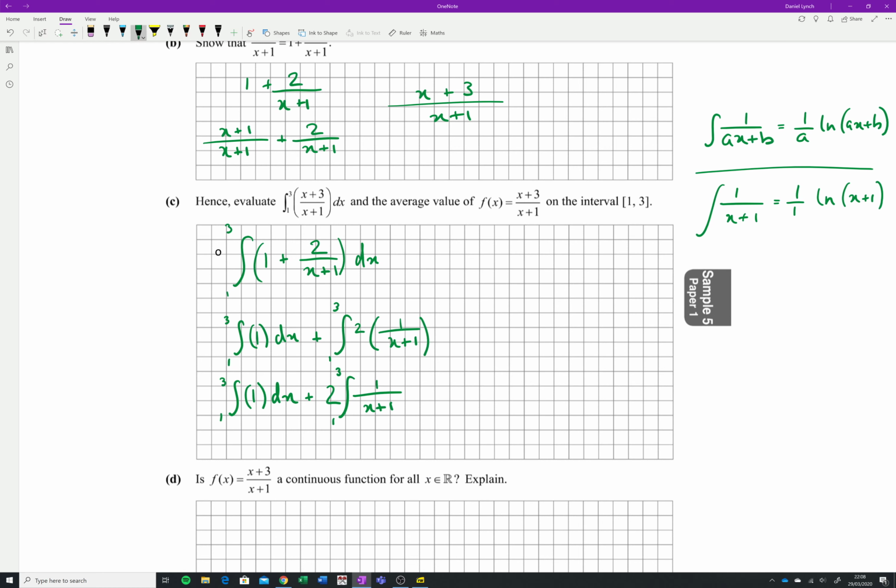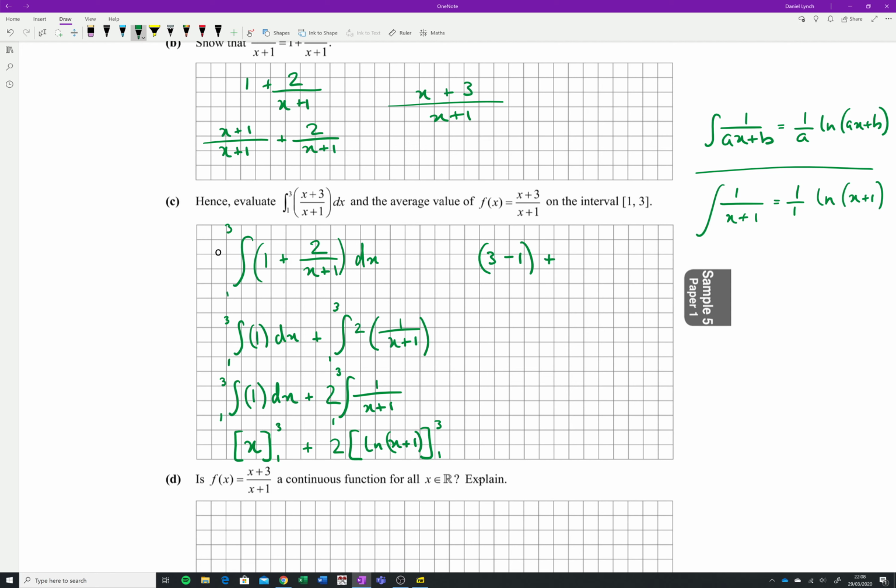So let's just do it. We are going to integrate 1, which is going to be x, and we're going to do that from 1 to 3. And added to that is going to be 2 amounts of, and we're going to have 1 over 1, that's just 1, so it's just ln of x plus 1. And again, we're going from 1 to 3. Place 3 in, and then place 1 in, and subtract them. That's going to be that one. And we're going to do plus here.